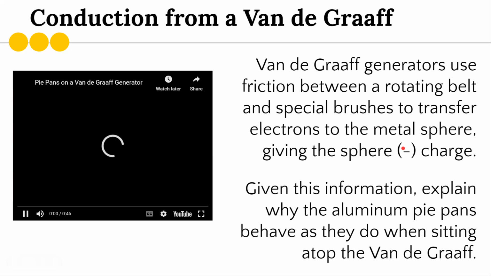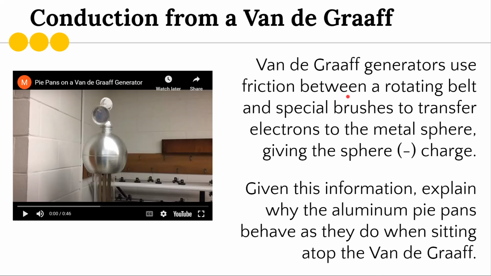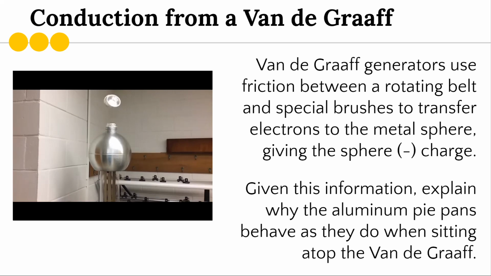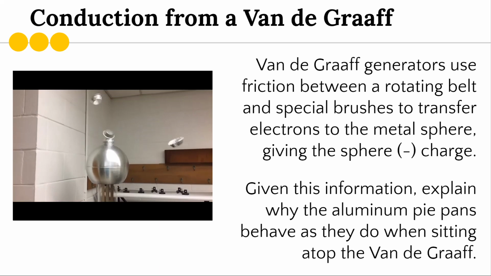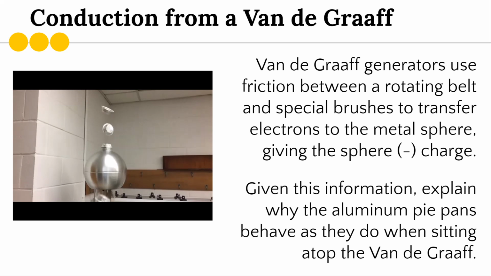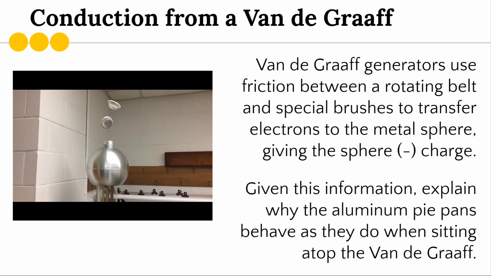All right, so this is a Van de Graaff generator again. Van de Graaff generators use friction between a rotating belt and special brushes to transfer electrons to a metal sphere. This is what the boy was touching earlier. So I'm going to show you this stack of aluminum pie pans that are sitting on top of this Van de Graaff generator. I want you to watch what happens. It's in slow motion. It happens very quickly if we do it in the real world. So it looks like they're defying gravity, basically.